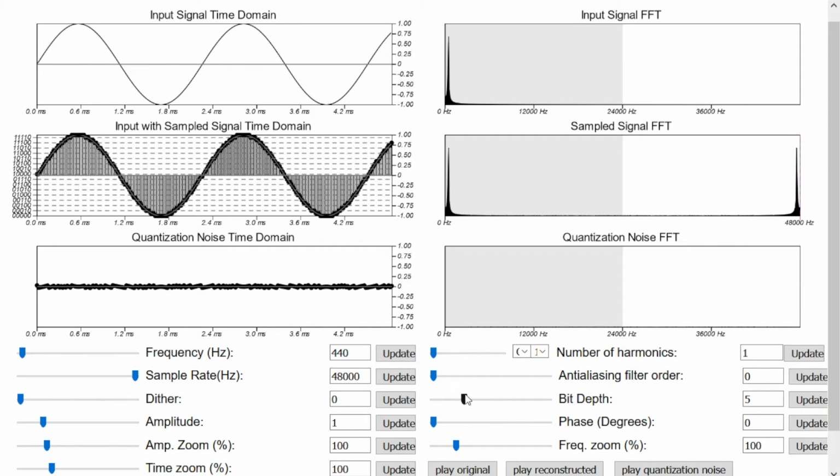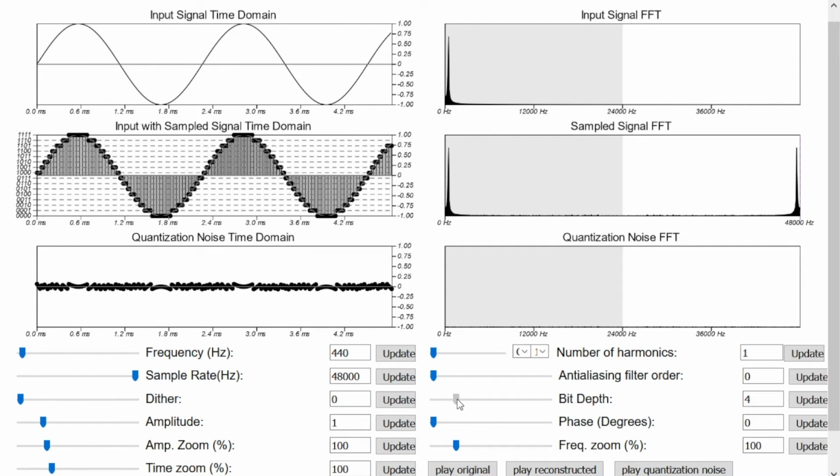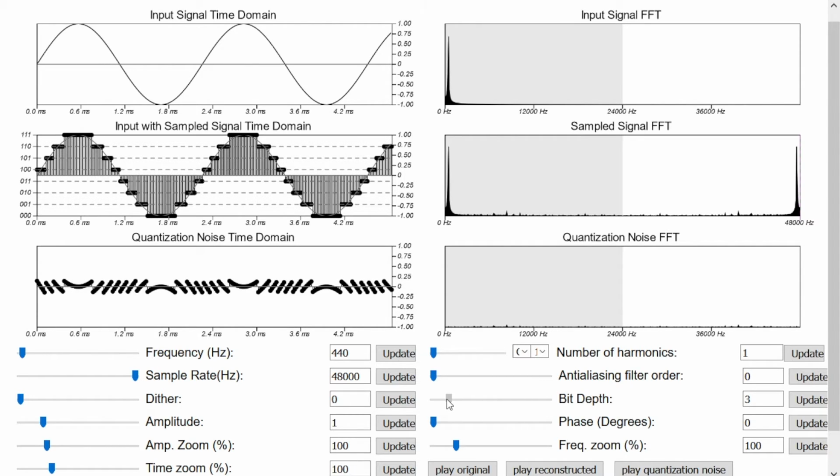And now you see on this graph here on the left, the middle one, that the number of horizontal lines reduce. For 5, I have 2 to the power of 5, 32. 4, 16. 3, I have 8 levels only. So what happens in the quantization is exactly that: now any sample taken here, the value of this sample, has to be associated to one of only 8 values.